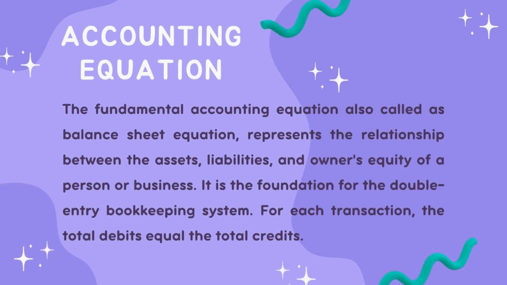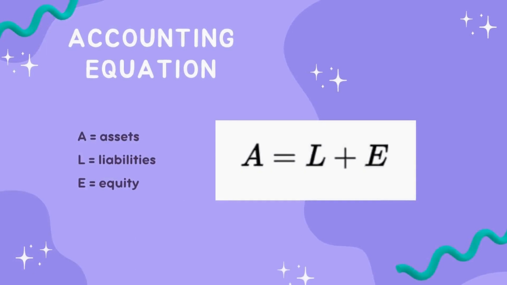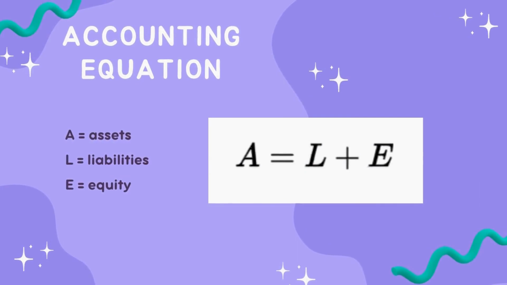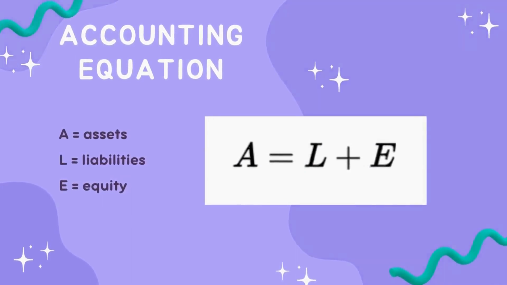Accounting equation. The fundamental accounting equation, also called the balance sheet equation, represents the relationship between assets, liabilities, and the owner's equity of the person or business. It is the foundation of the double entry bookkeeping system. For each transaction, the total debit equals the total credit. This is the accounting equation: Asset is equal to liability plus equity.